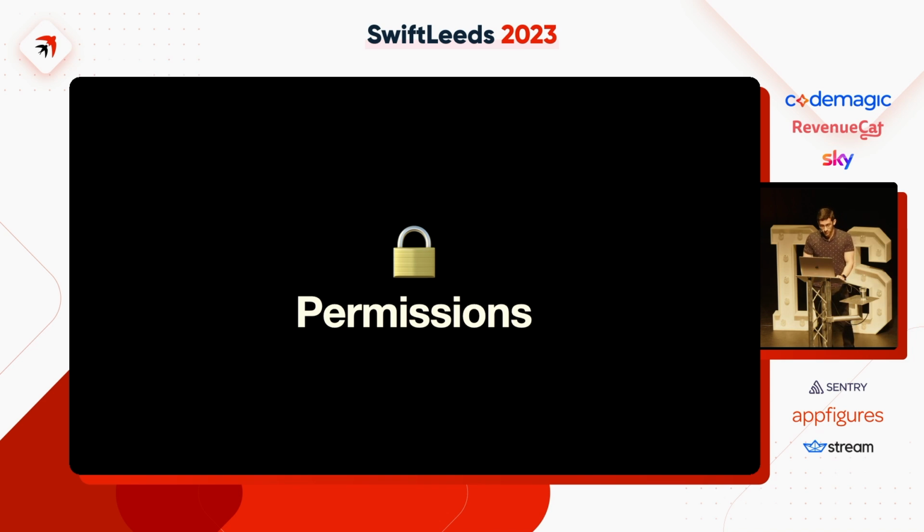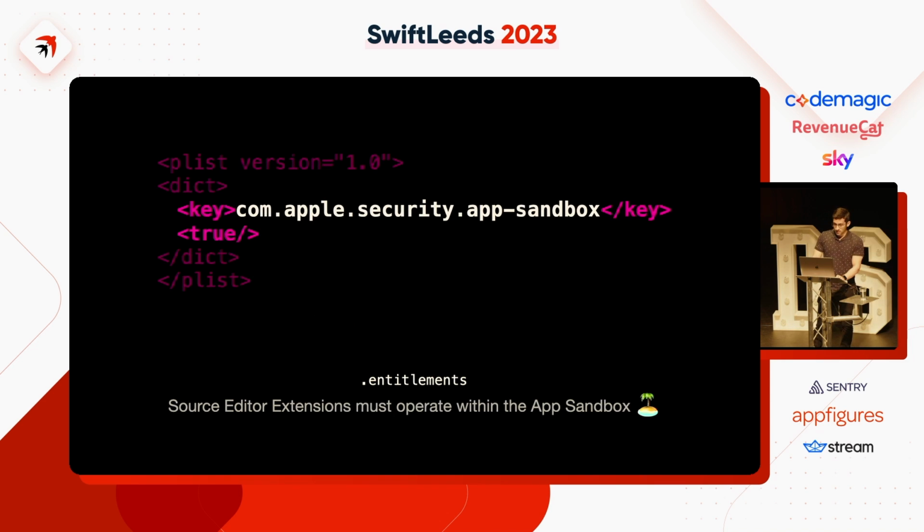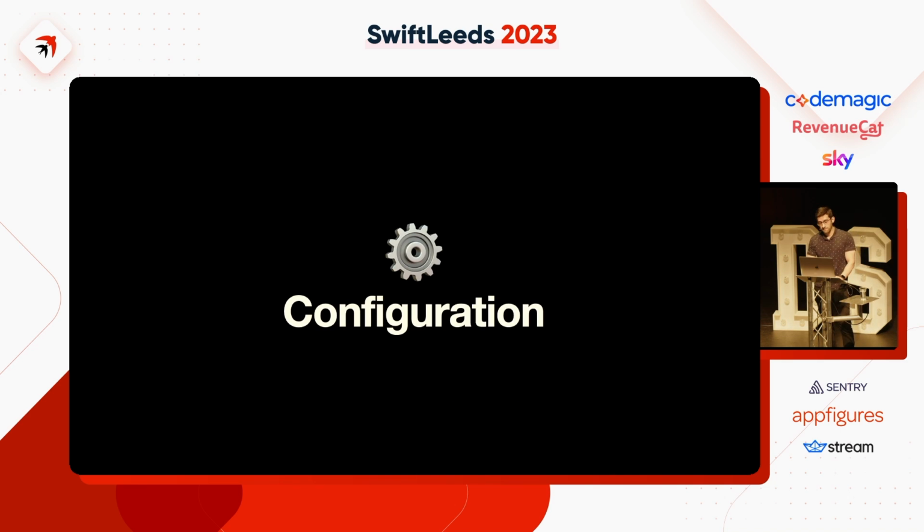So starting with permissions. The file is fortunately really simple. Extensions have to be sandboxed in order to be loaded by Xcode. So we have to specify that our extension functions in a sandboxed environment. And if we were to not have this, Xcode would just completely ignore our extension. It would not attach. But don't worry, though. We'll see how we can work around these limitations in a minute.